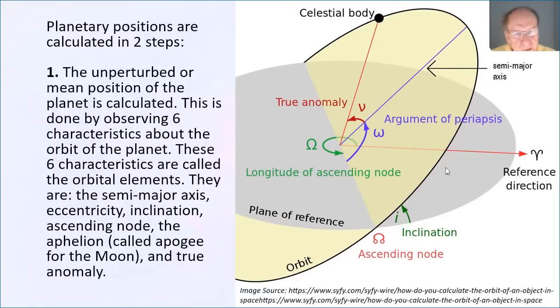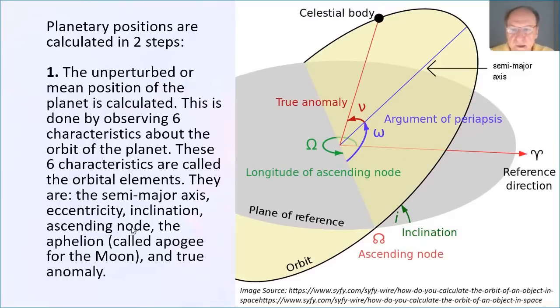Not usually tilted this much, but to illustrate the idea, they're showing a large tilt. And that tilt is called the inclination. And then there's the ascending node, or what we call in astrology the north node, the point where that orbit intersects, in other words, where it crosses the path that the Earth has around the sun.